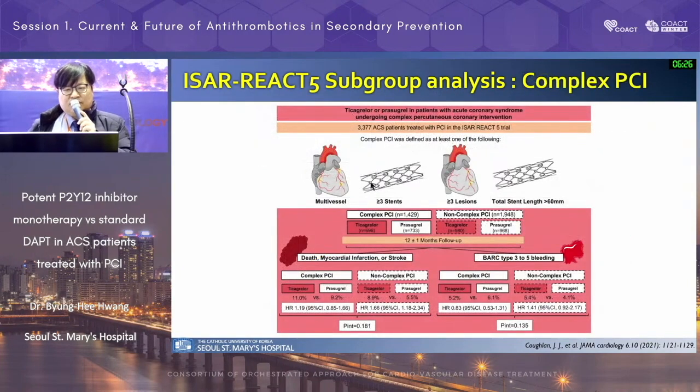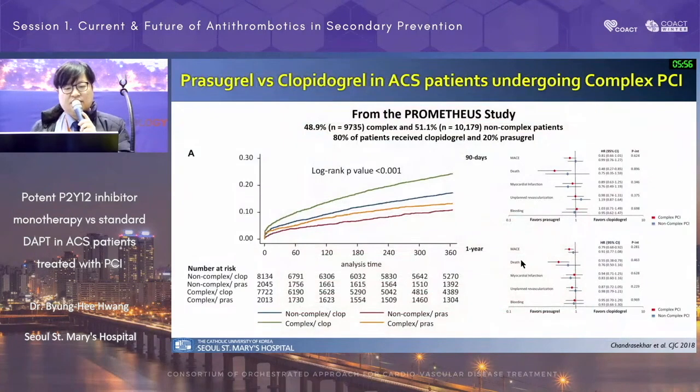In the subgroup analysis, complex PCI was defined as multivessel, more than 3 stents, more than 3 lesions, and total stent length over 60 millimeters. After matching, you can see that in complex PCI prasugrel showed better results, but not significant. In the non-complex PCI group, there was a significant reduction in the prasugrel group. For bleeding, both groups did not have any difference between ticagrelor and prasugrel.